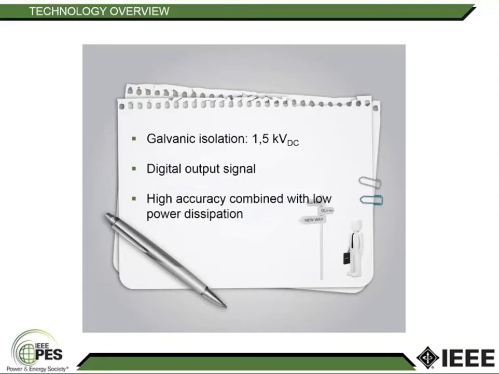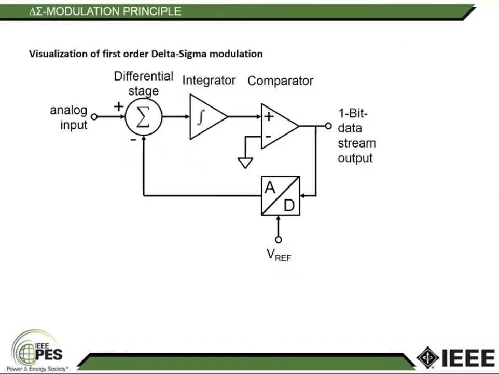To summarize this first chapter, shunt-based current sensing solutions can have galvanic isolation of up to 1.5 kilovolts DC. They come with a digital output signal, and they have high accuracy combined with low power dissipation. Going into the next chapter, we will now talk a little bit about the delta sigma modulation principle. What we did here, we visualized a first-order delta sigma modulation. There's obviously higher delta sigma modulation orders, but to keep it simple, we're going to look at a first-order delta sigma modulation.